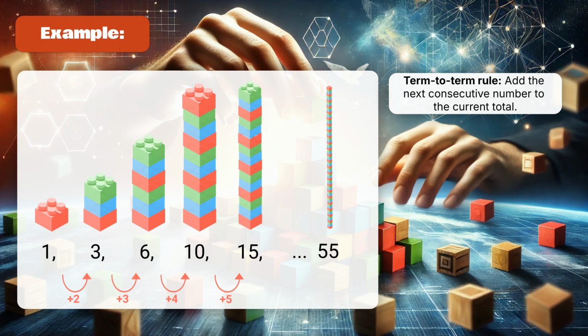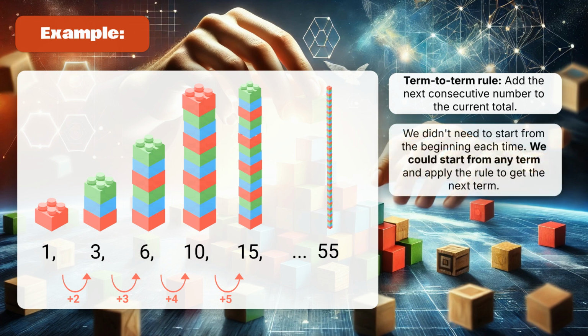What's particularly neat about this is that we didn't need to start from the beginning each time. We could start from any term and apply the rule to get the next term. This example gives you a sense of how term-to-term rules can turn complex number patterns into straightforward processes.